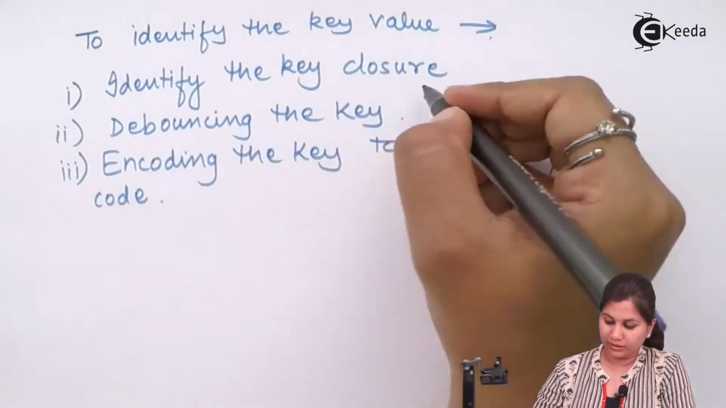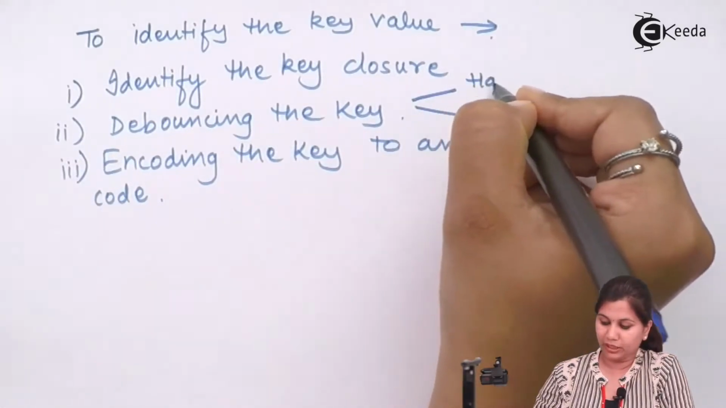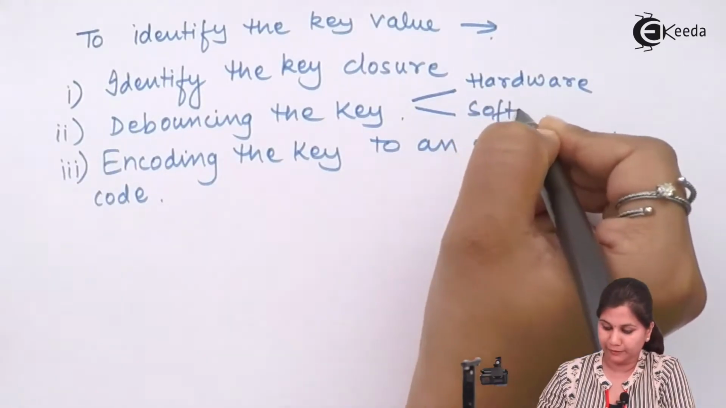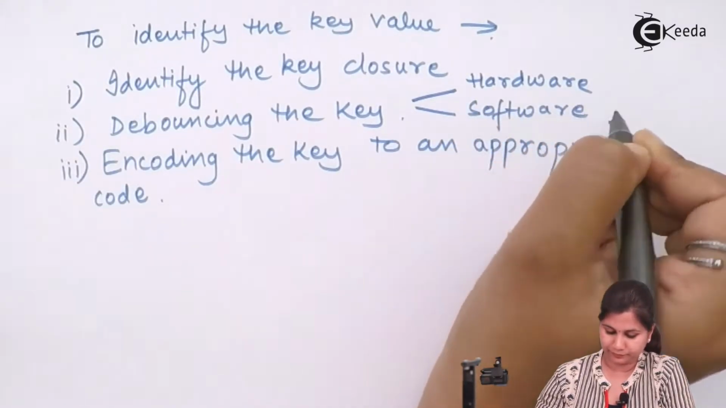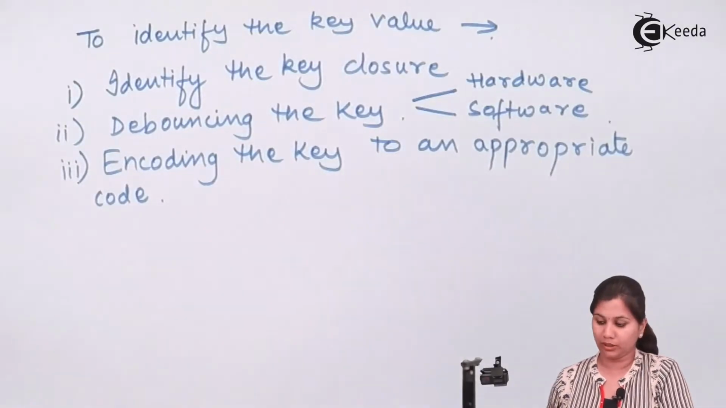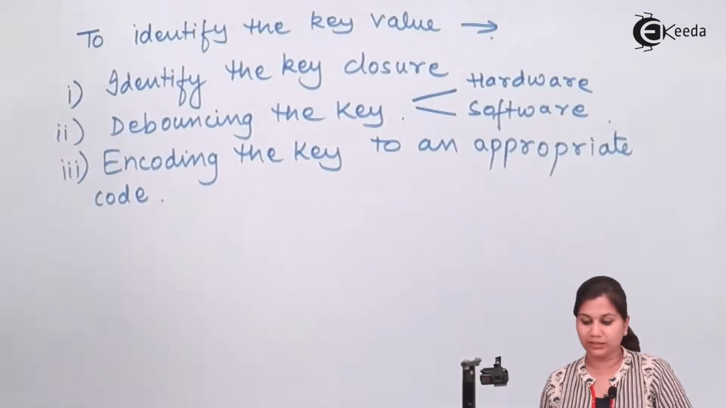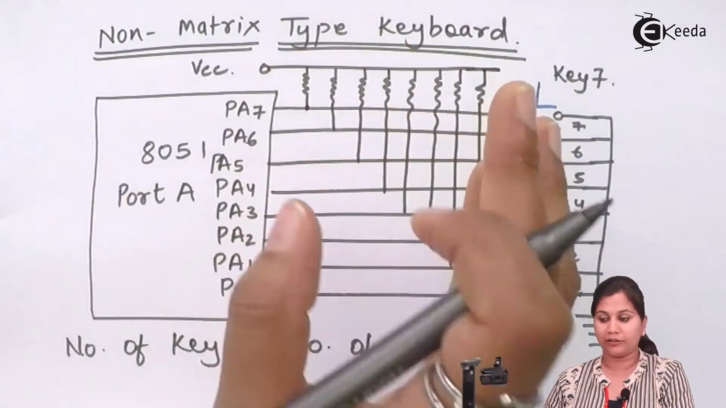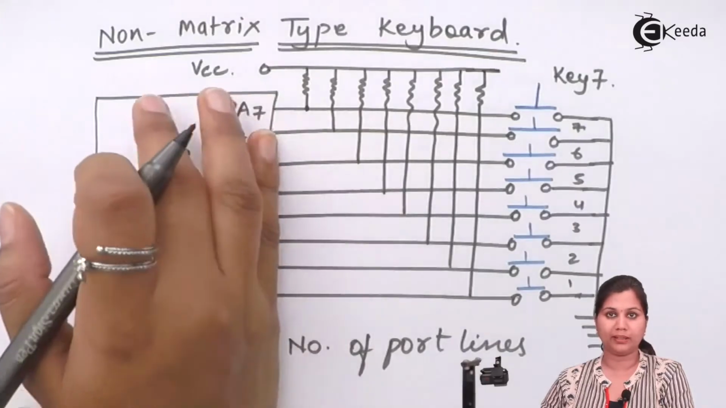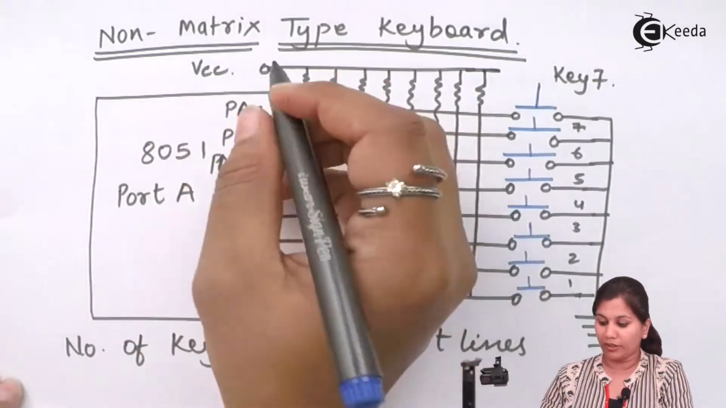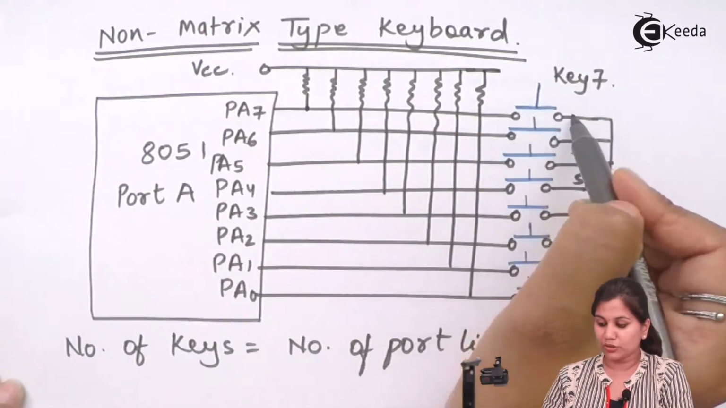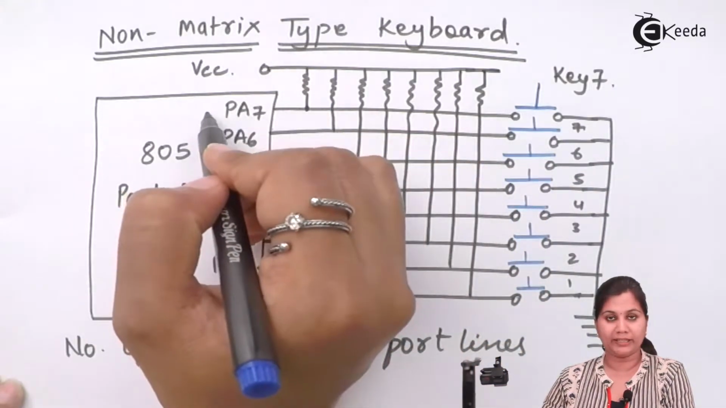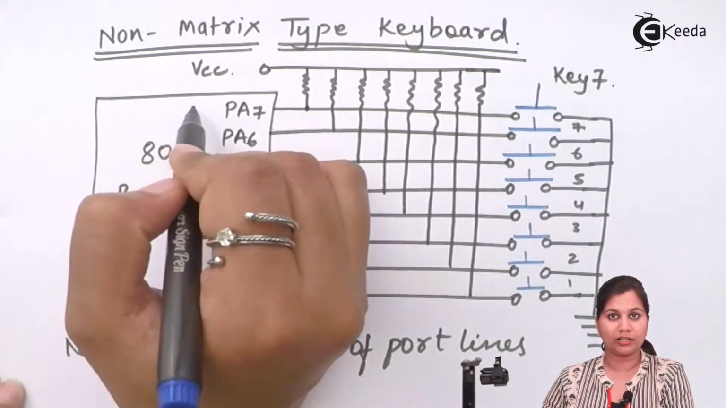Now here, for debouncing the key, either hardware debouncing can be used or software debouncing can be used. Okay. Now here we have seen the hardware debouncing, that how with the help of hardware the key closure is being identified. Now here you can see that whenever this key is closed, the circuit will be completed and the VCC voltage will be provided at that. This line will be at logic 1.